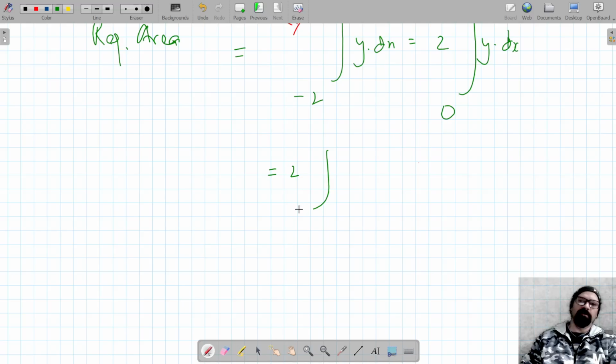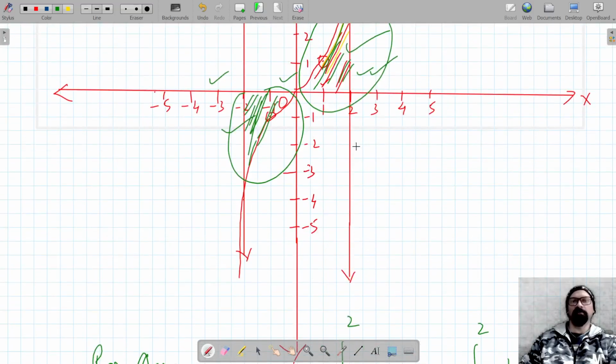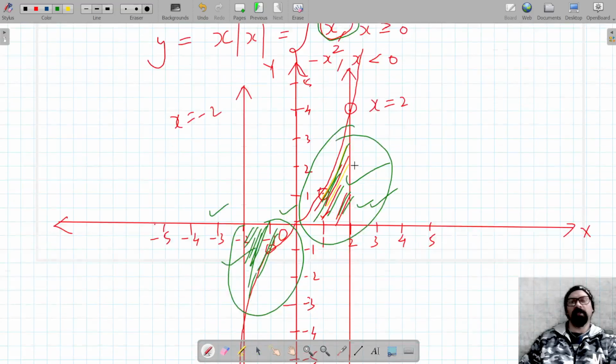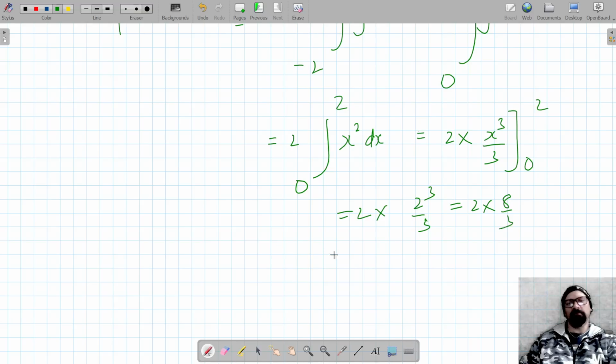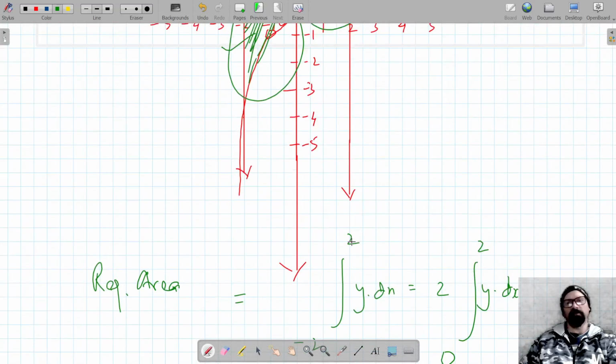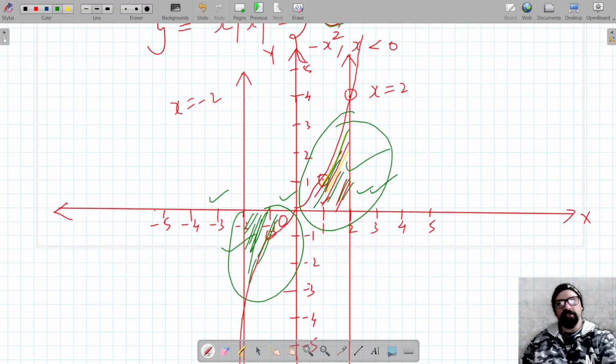So this y into dx, because x is positive, should be x squared into dx. Now the integration of x squared is x cubed by 3 for the limits 0 to 2. So this is 2 into 2 cubed by 3. Let's evaluate it. This is 2 into 8 by 3, which gives me 16 by 3 square units. So 16 by 3 square units is the required shaded area.